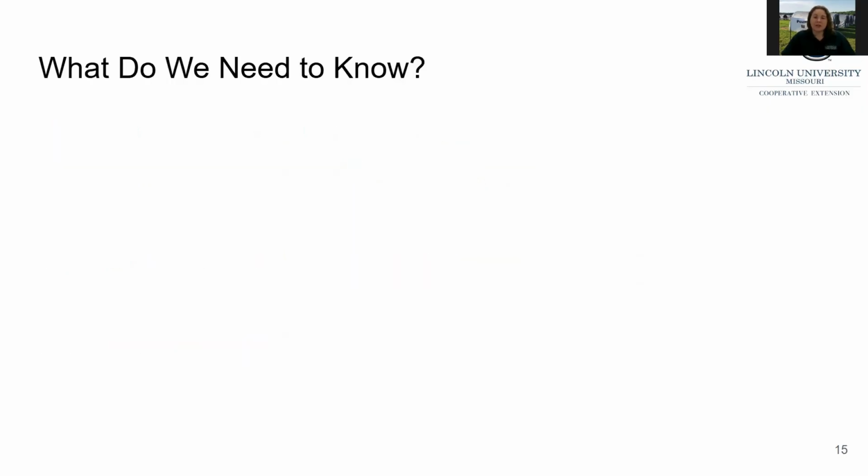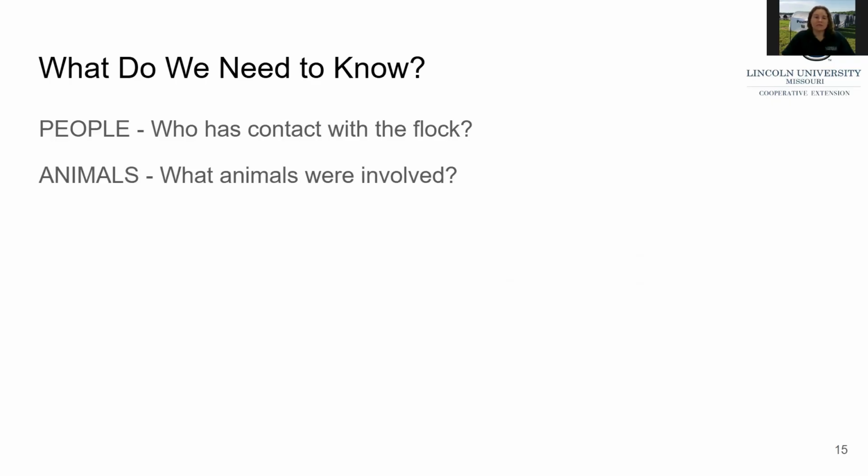So let's step back from the question of what caused the problem and think about what information would help us investigate it. Take a few seconds and think about the questions you want answered. I'd start by looking at a few broad areas. People: who had contact with the flock, who came onto the property, where had they been before they arrived? Animals: what animals are involved? Were any animals introduced, removed, moved between groups, or otherwise in contact with the flock?